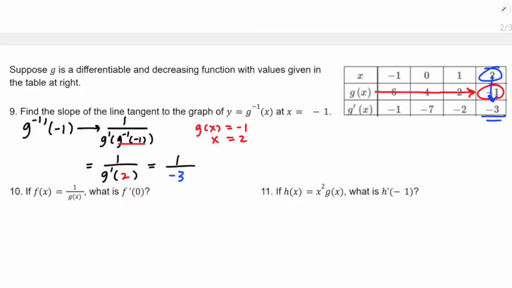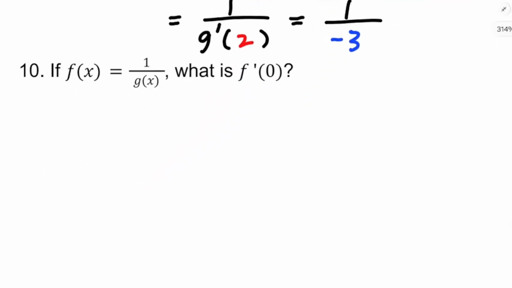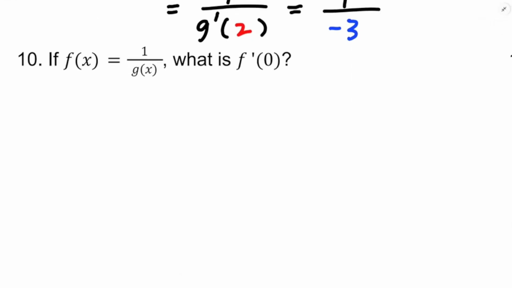Okay. We're good without the annotations on the table. We're going to say, all right, f of x equals 1 over g of x. What is f prime of 0? It seems kind of familiar. So 1 over g of x. You can do this with the quotient rule if you like. I'm going to use the power rule and the chain rule, but totally up to you. We will get the same thing. It'll even look the same too.